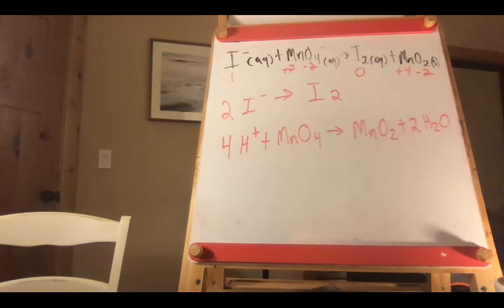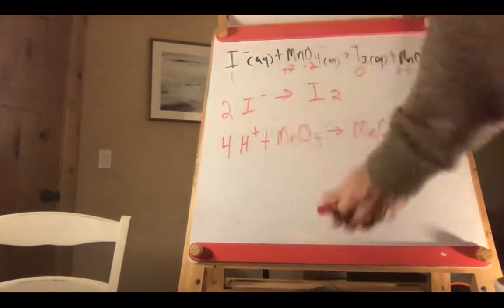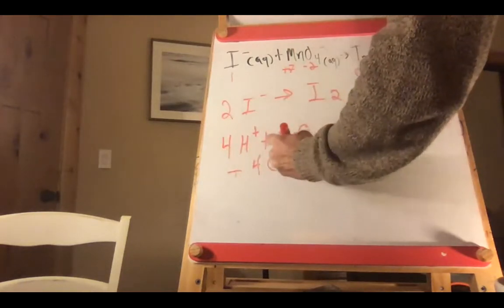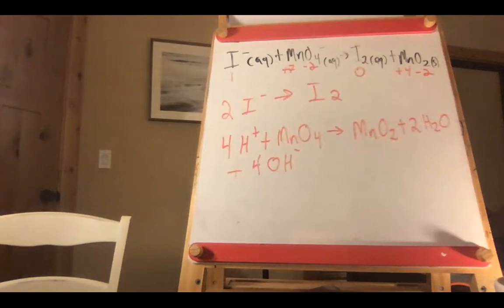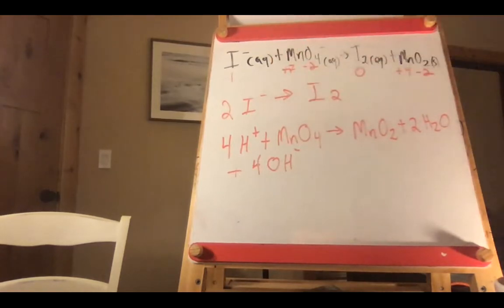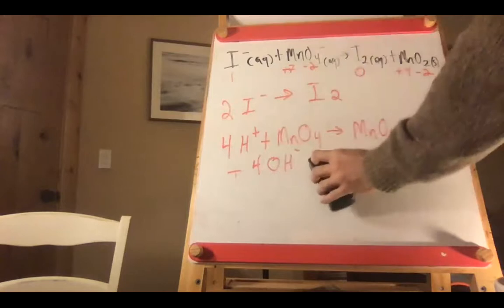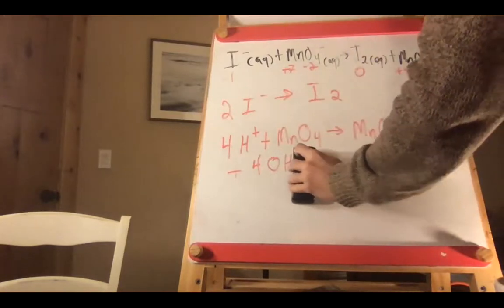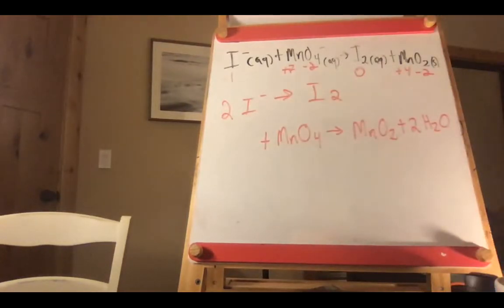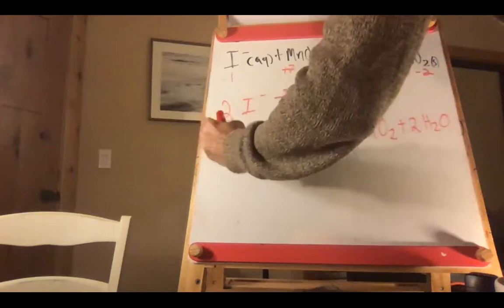So how do we neutralize these 4? Well, we add another 4 hydroxides. Because what does 4 hydronium ions and 4 hydroxide ions make? Well, they make 4 waters. And so what we can do is combine this and erase this now, and just turn those 4 hydronium ions and 4 hydroxide ions into 4 waters.